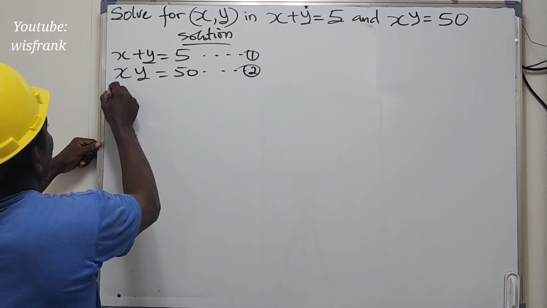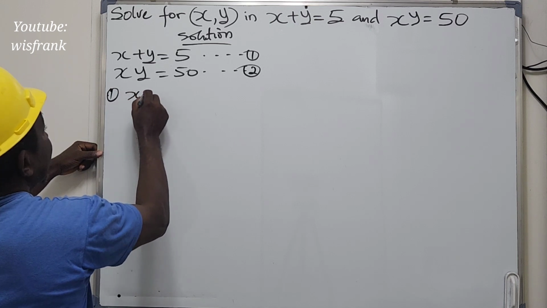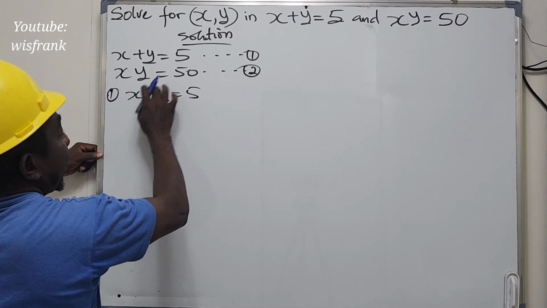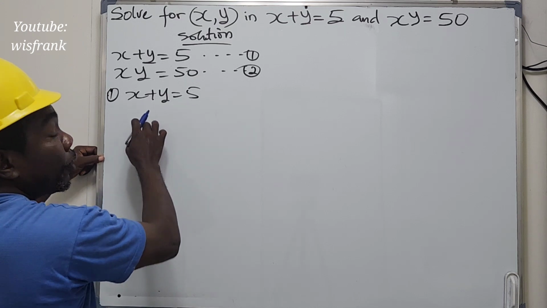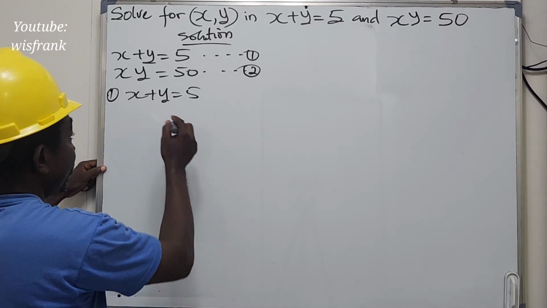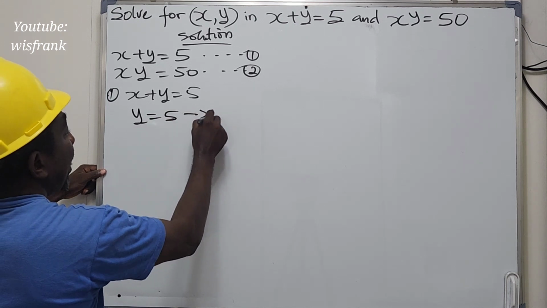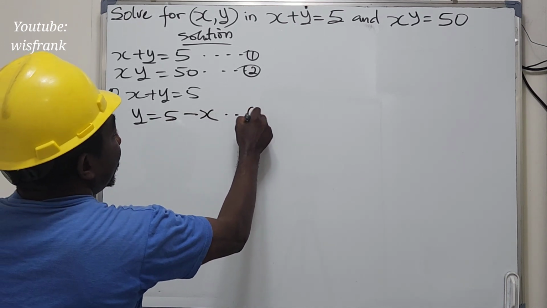Then from equation 1, we can see that x plus y equals 5. The x can be transposed to the other side to make y the subject of the expression. So y will be equal to 5 minus x. Let's call this equation 3.